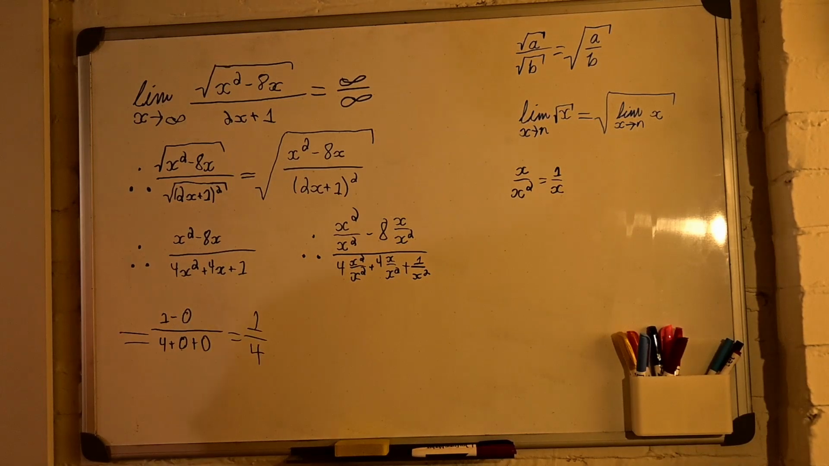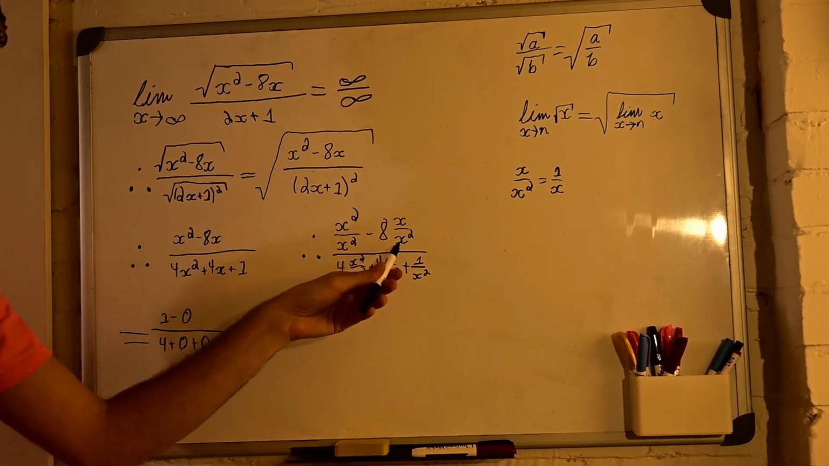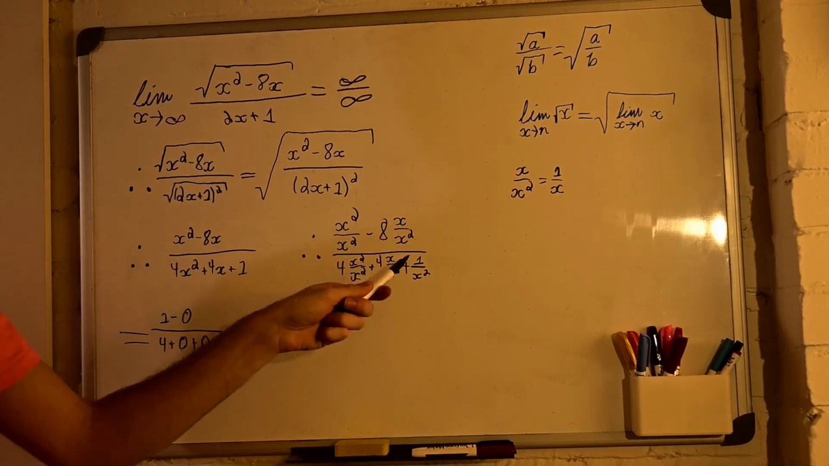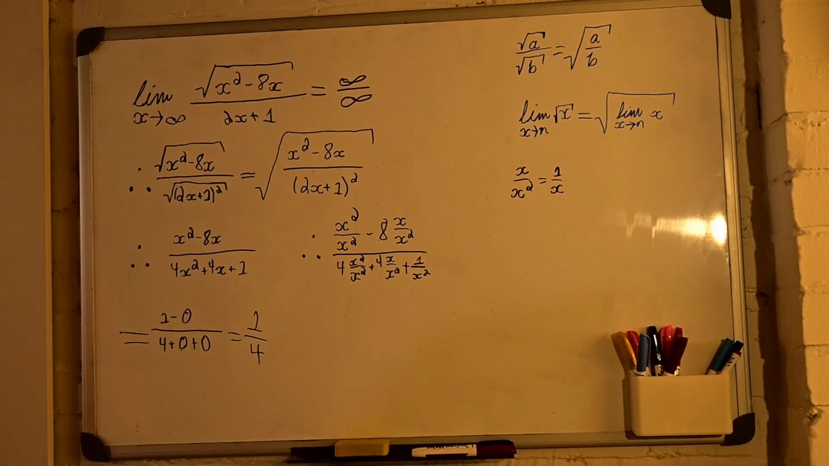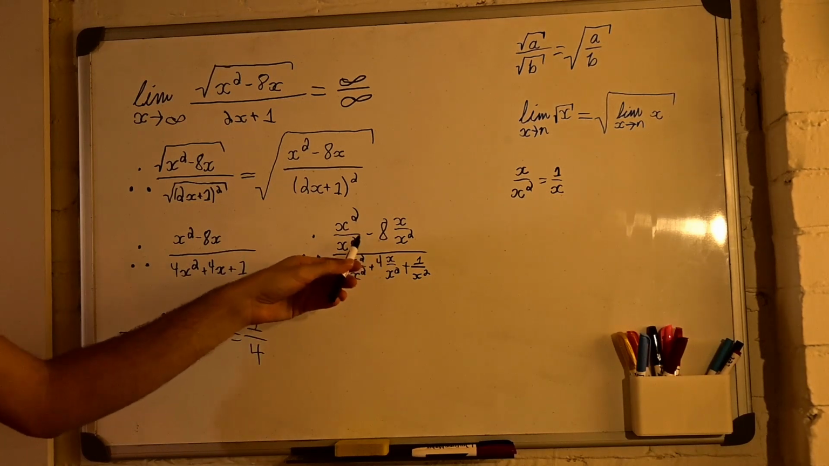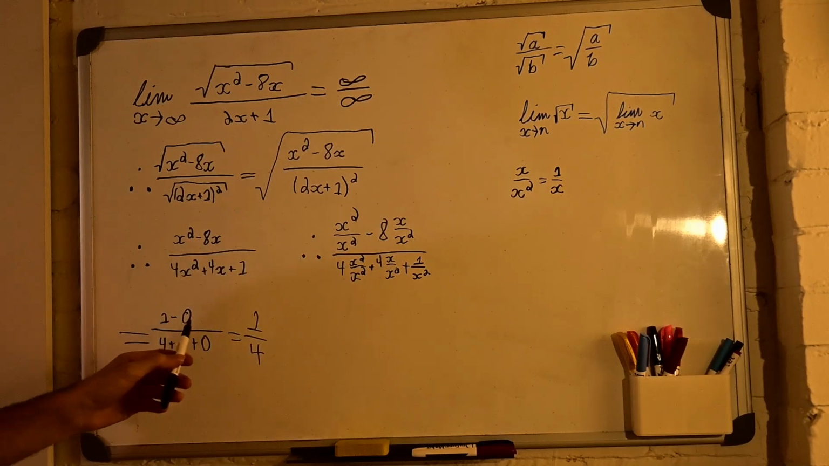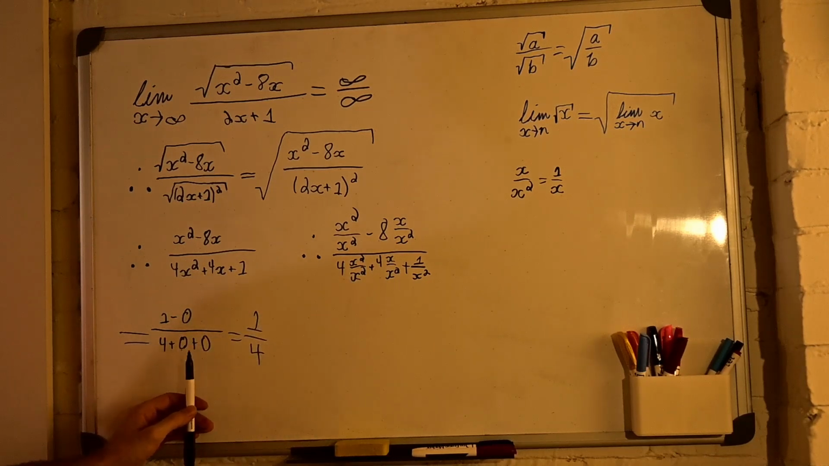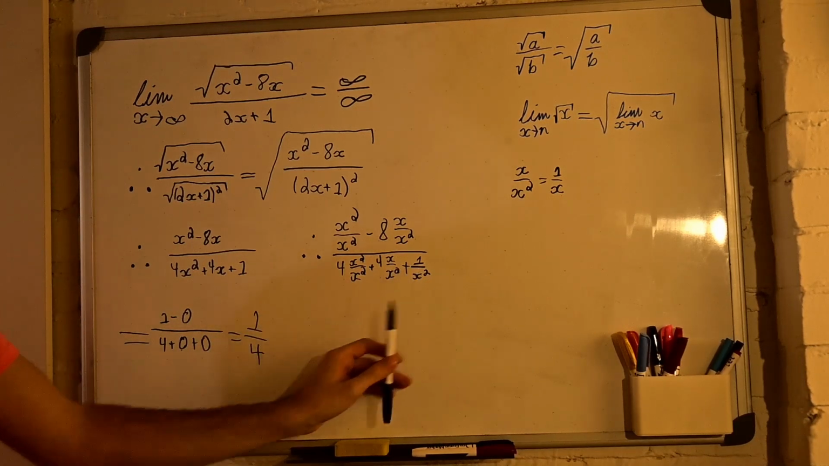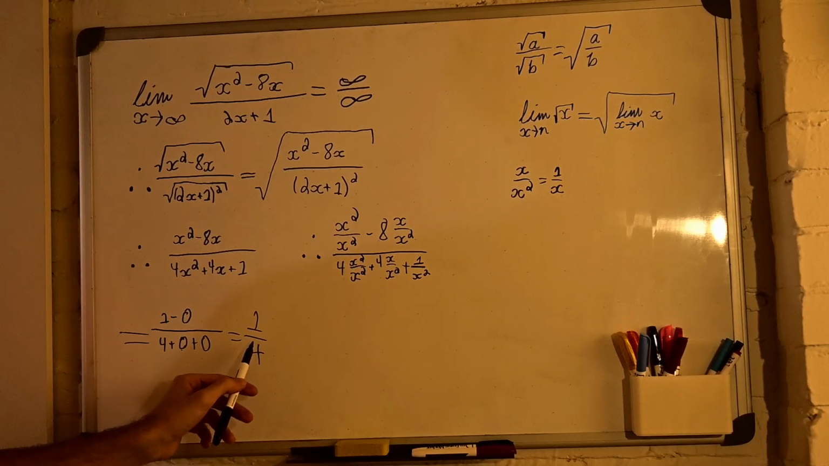If you don't, just remember this: if you have something with x on top, and then you have a greater power of x at the bottom, then that just turns into 0. So because of that, 8 times x divided by x squared turns into 0. 4 times x divided by x squared turns into 0. And 1 divided by x squared turns into 0. So we have 1 divided by 4.